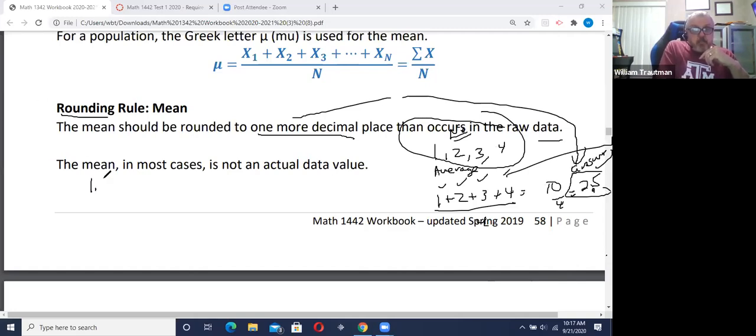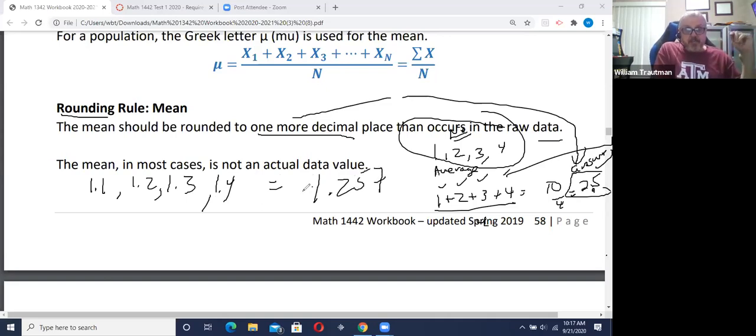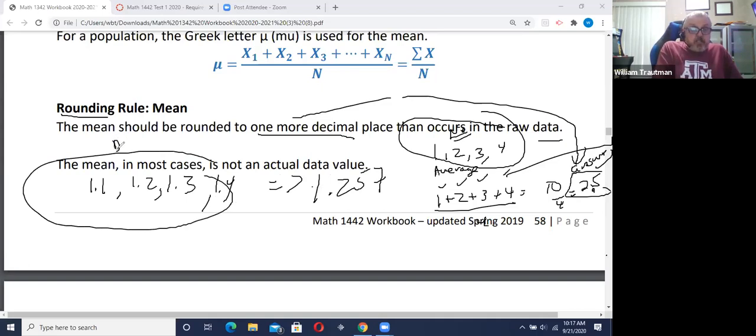If my data was 1.1, 1.2, 1.3, 1.4, and I wanted to find the average, let's say my average was 1.257. Let's just say the average was that. If my data is one decimal place, then my answer has to be two. So the 7 adds 1, and I get 1.26.